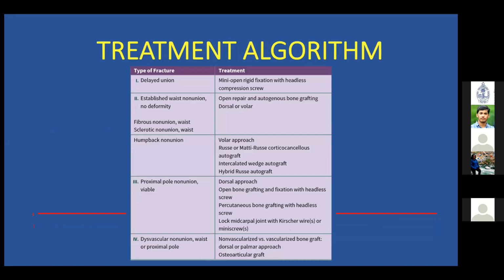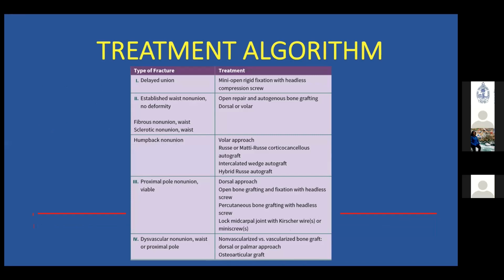So this is the treatment algorithm. This is actually the thing which we need to remember. If there is a delayed union, that is after 6 months, or even within 6 months, if the patient comes with a gap, we can actually do a percutaneous screw fixation. You don't need to open it. If there is a waist non-union without a deformity, we can do the iliac bone grafting.